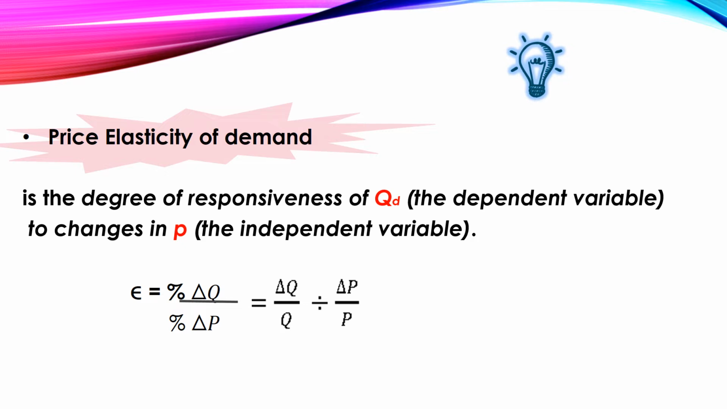So price elasticity of demand equals percentage change in quantity over percentage change in price, equal to change in quantity over quantity divided by change in price over price, equal to change in quantity over change in price multiplied by price over quantity.